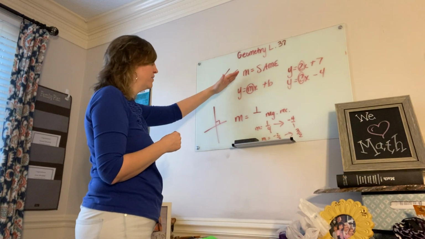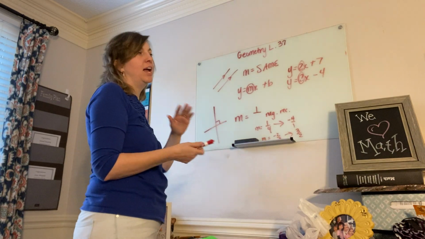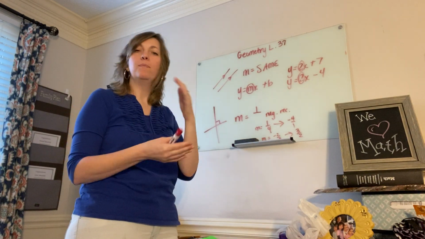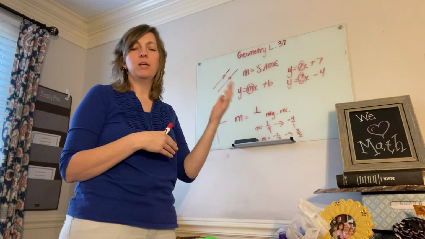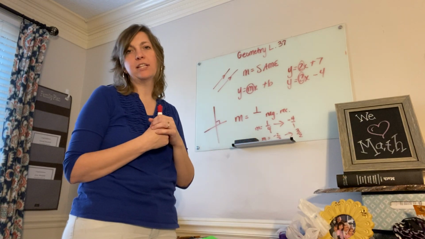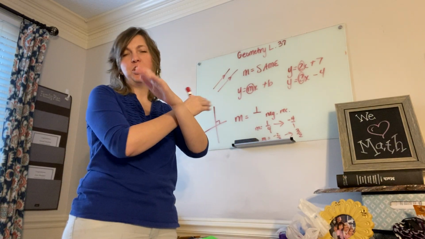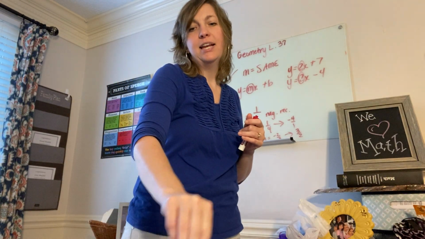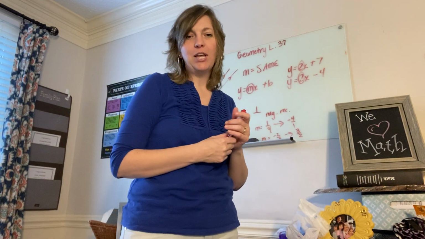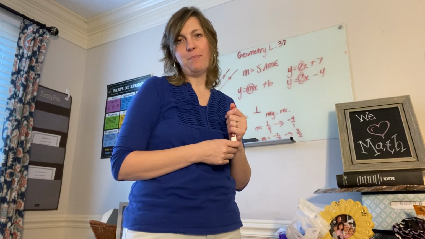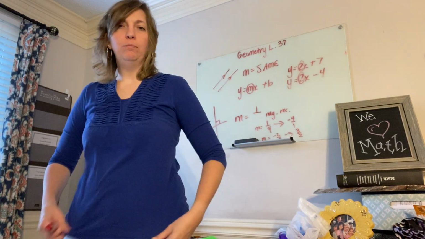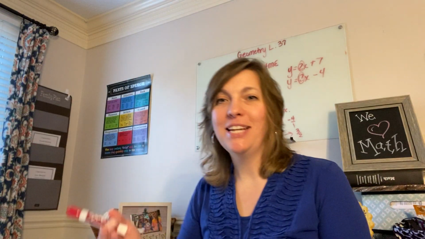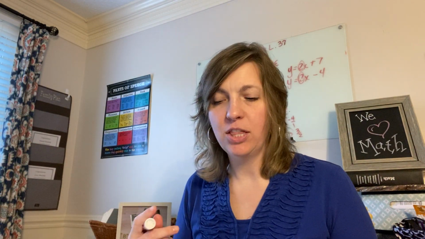So parallel lines have the same slope, and perpendicular lines have the negative reciprocal, meaning it's the flip and the opposite. One has to be positive and one has to be negative, so they'll intersect each other. Otherwise, they would not intersect at exactly 90 degrees. So that's what your book is looking at on those examples. So parallel and perpendicular lines is lesson 37.